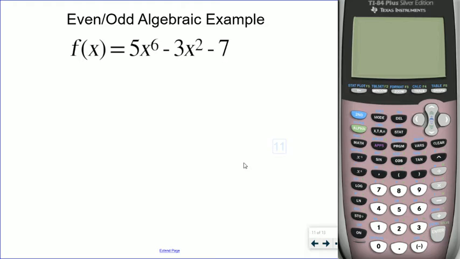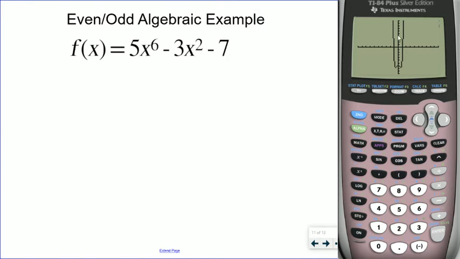All right. So this one says 5x to the 6th minus 3x squared minus 7. Again, I've taken the liberty of going ahead and doing our first step for us and putting it in the calculator. So I'm going to turn this one on. And we have 5x to the 6th minus 3x squared minus 7. I'm going to zoom 6 to get our original window back, and then it's going to graph that function.